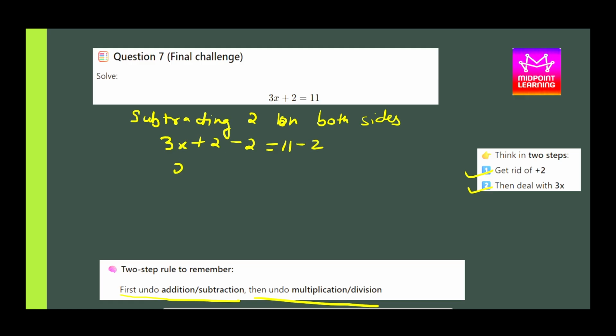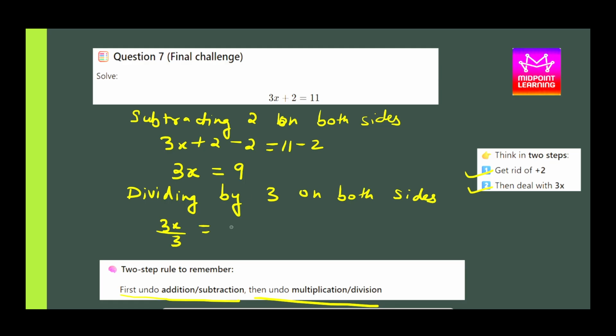3x plus 2 minus 2 is 3x, and 11 minus 2 is 9. Now we have to undo this 3x, right? 3x is multiplied by 3. So we will have to divide by 3. So we will say dividing by 3 on both sides. So we will say 3x by 3 is equal to 9 by 3. Next step will be x is equal to 3, which is the answer, right? x is equal to 3.